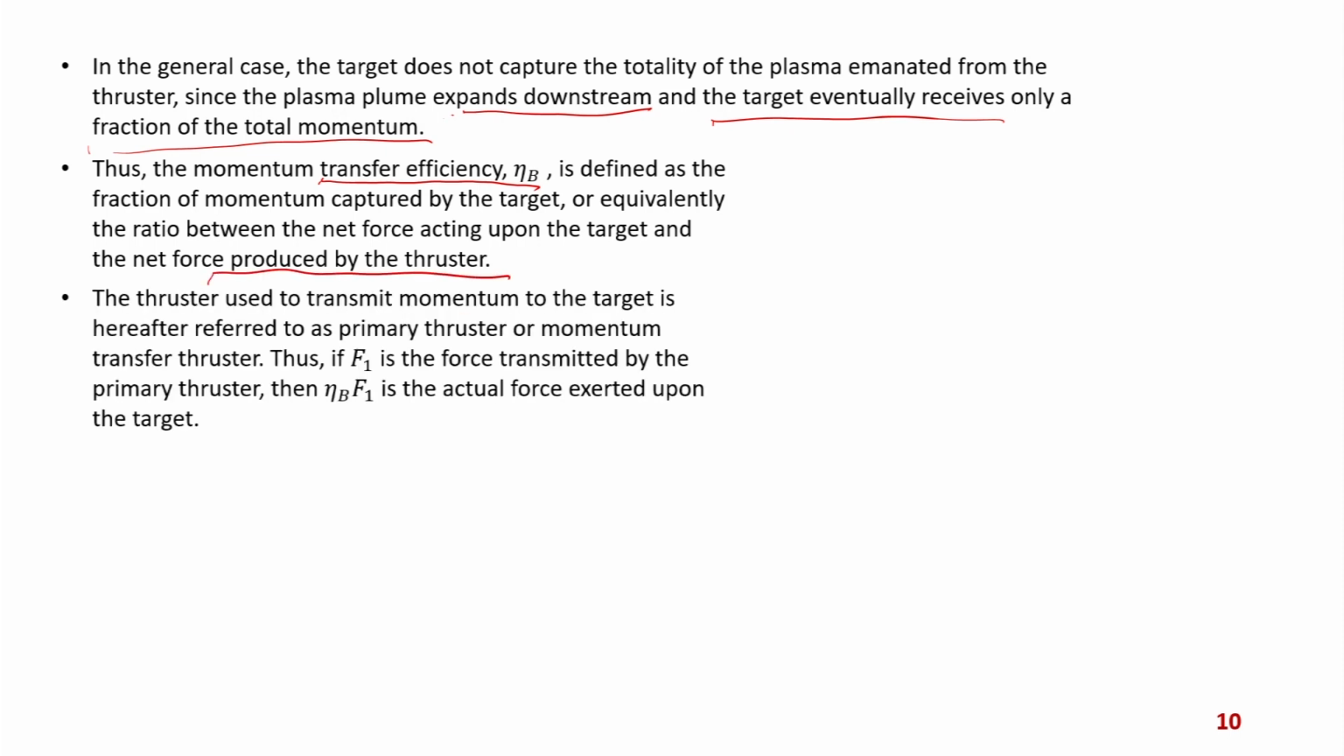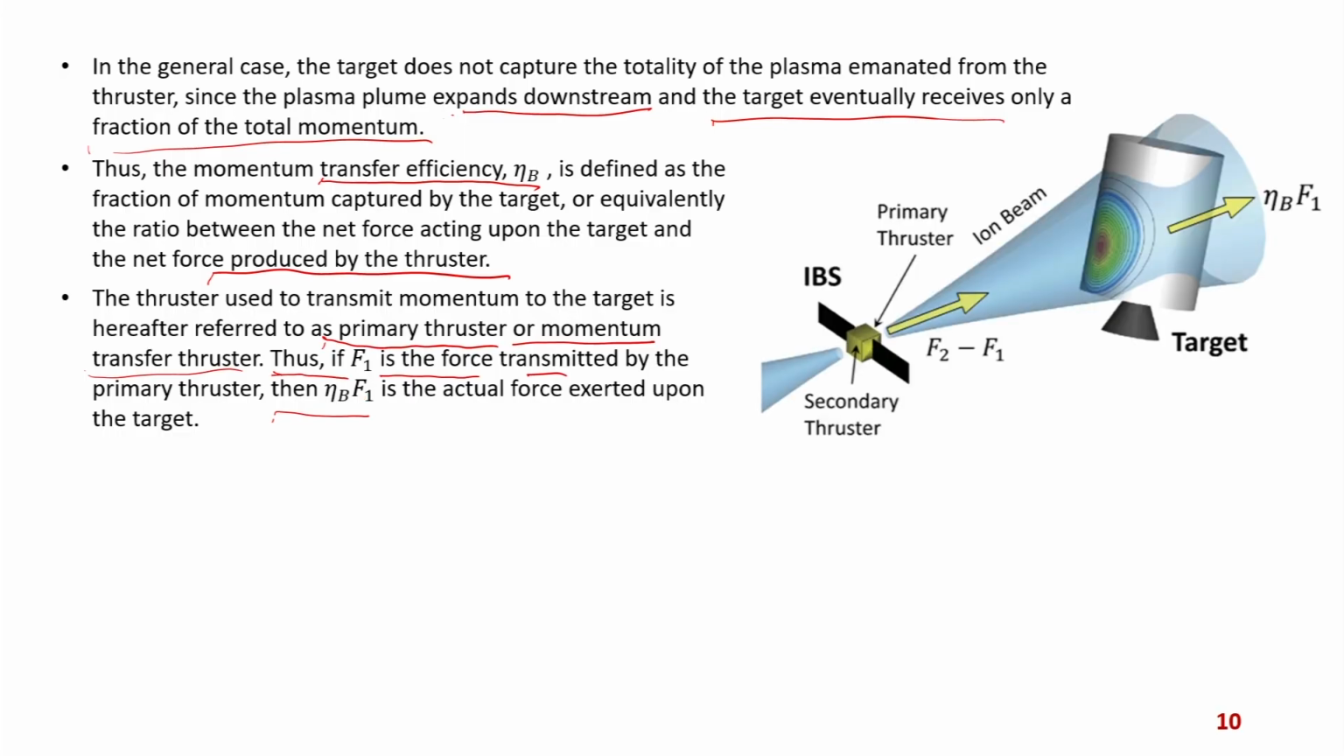The thruster used to transfer momentum to the target is hereafter referred to as the primary thruster, or the momentum transfer thruster. As we have seen in the previous diagram, if F1 is the force transmitted by the primary thruster, then eta b times F1 is the actual force exerted on the debris or the target. This is shown here. You have one force in this direction, this is F2. So basically you will get here eta b F1 on the target, and F2 minus F1 on the IBS.